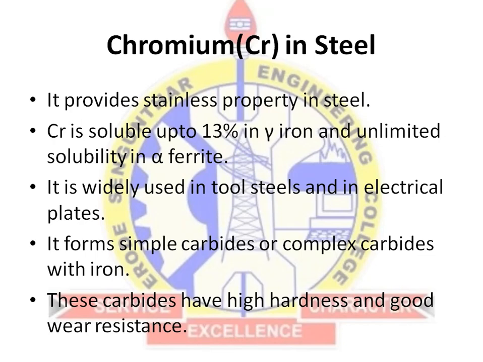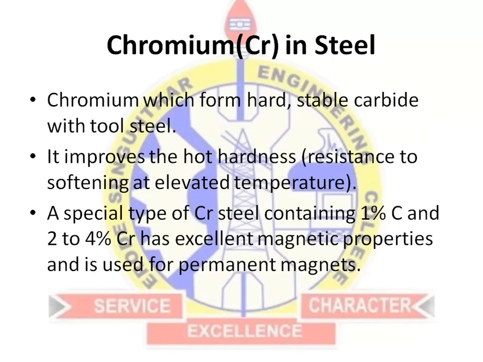So after chromium coating through the electroplating process, chromium is used widely in electroplating. Using an anode and cathode in the electroplating process, we use chromium to coat the metals. Next, it is hard and stable with tool steel, so it improves the hardness.